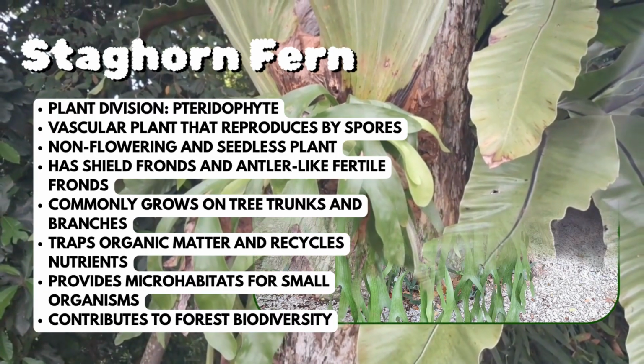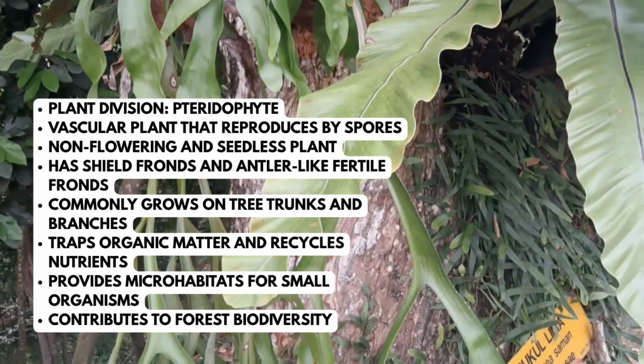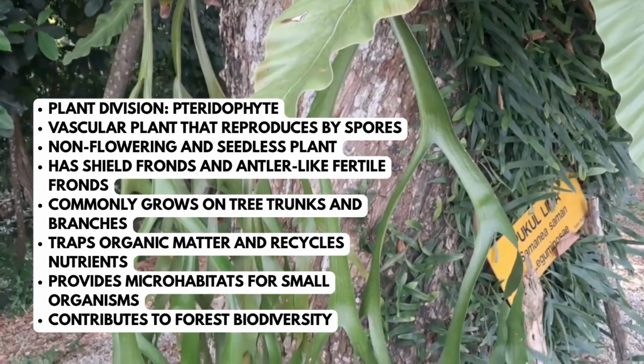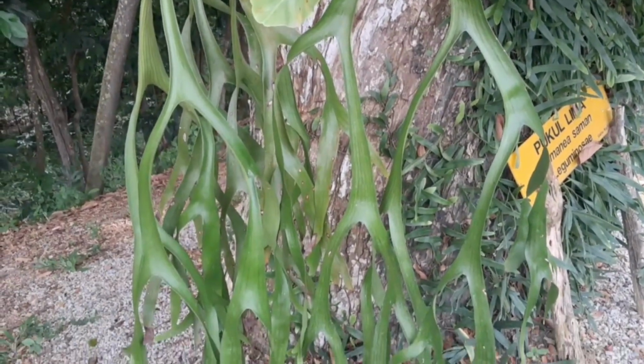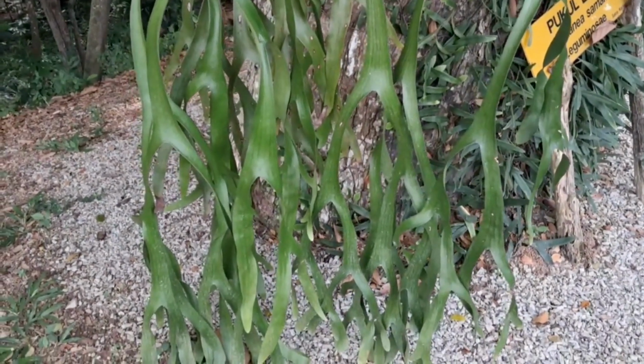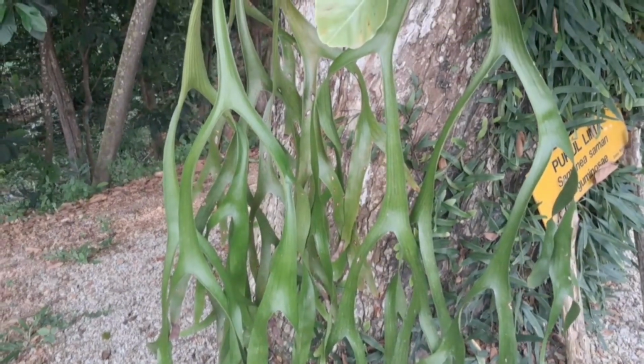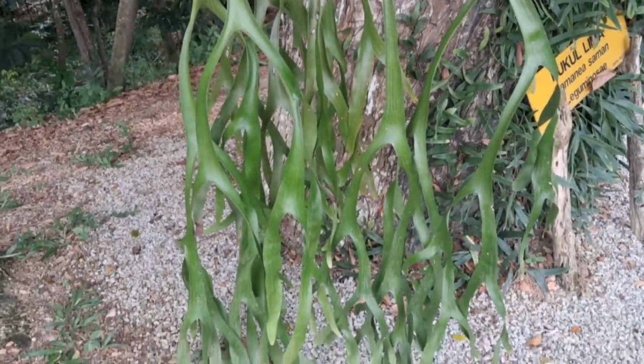This is the staghorn fern from the USM Eco Hub. It is a pteridophyte because it is a non-flowering plant that reproduces by spores. The fern has short fronds and the antler-like fertile fronds. It helps nutrient cycling, provides habitats for insects, and supports biodiversity in forest ecosystems.